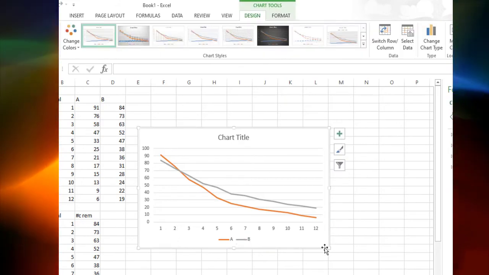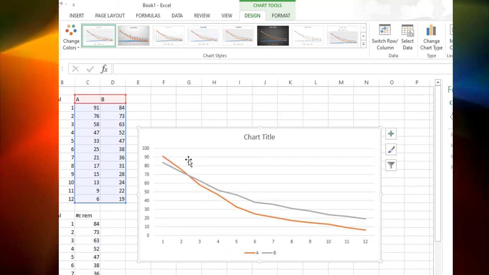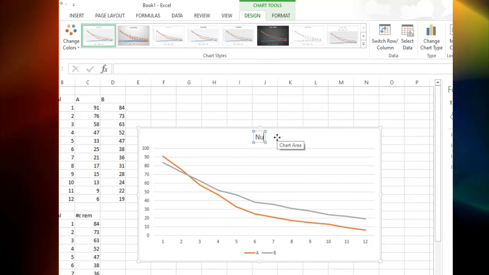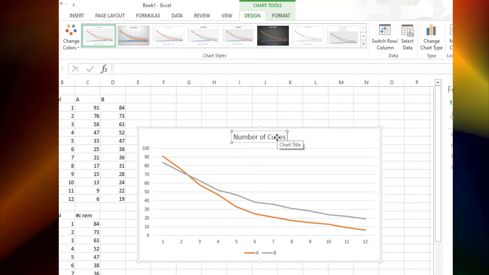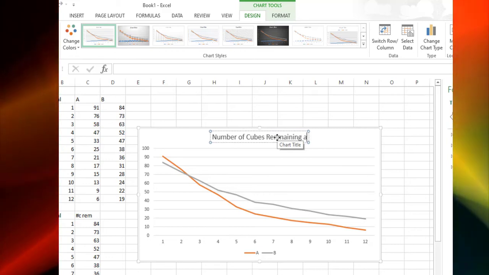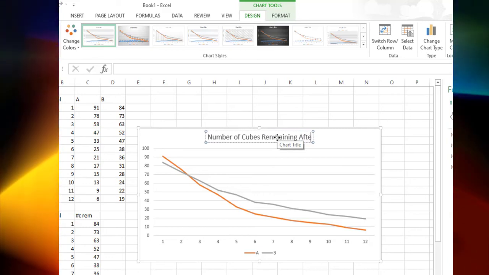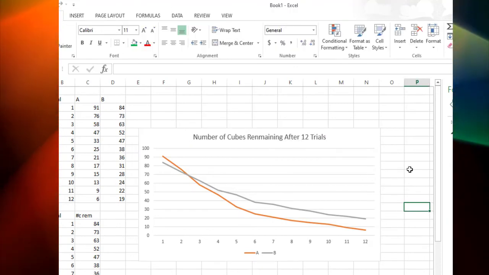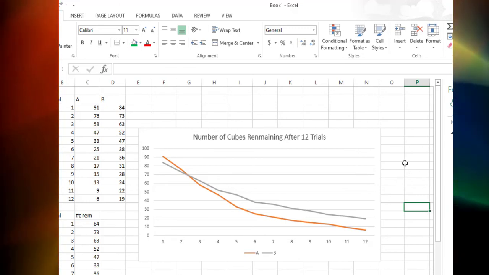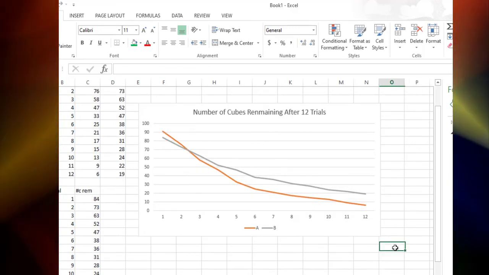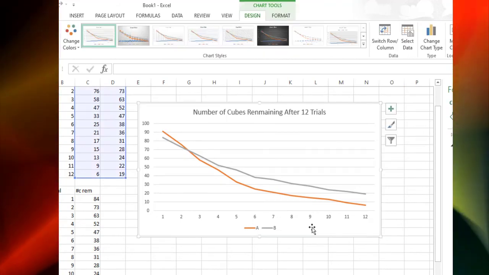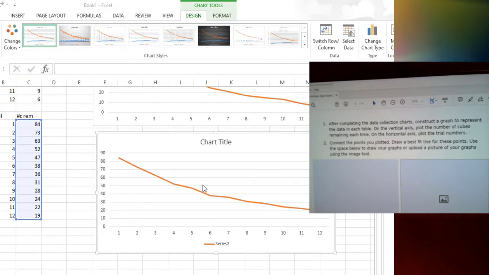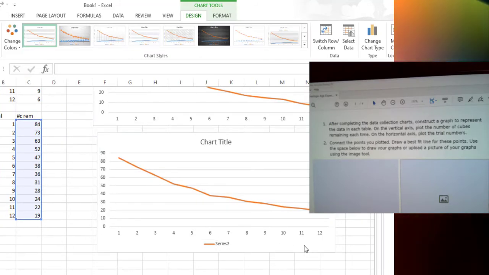It's going down, which is decreasing as the number of trials increases, which means as the number of years go by, the half-life of lithium or the daughter of lithium also decreases. Yes, you can also change the title here and give the appropriate legend. So it's the number of cubes remaining after 12 trials for tables A and B. So there you have it. But specifically on your portfolio, you are asked to put two separate graphs. So just might as well do separate graphs for both.